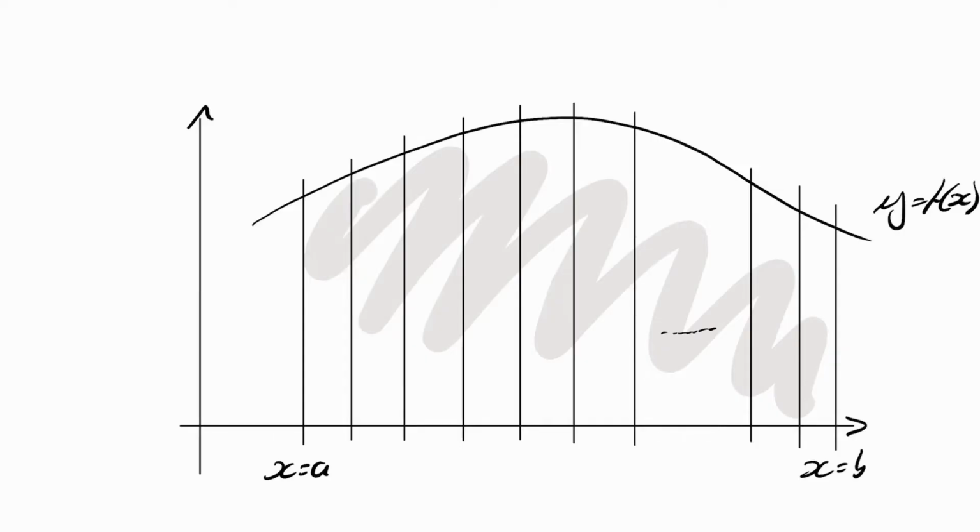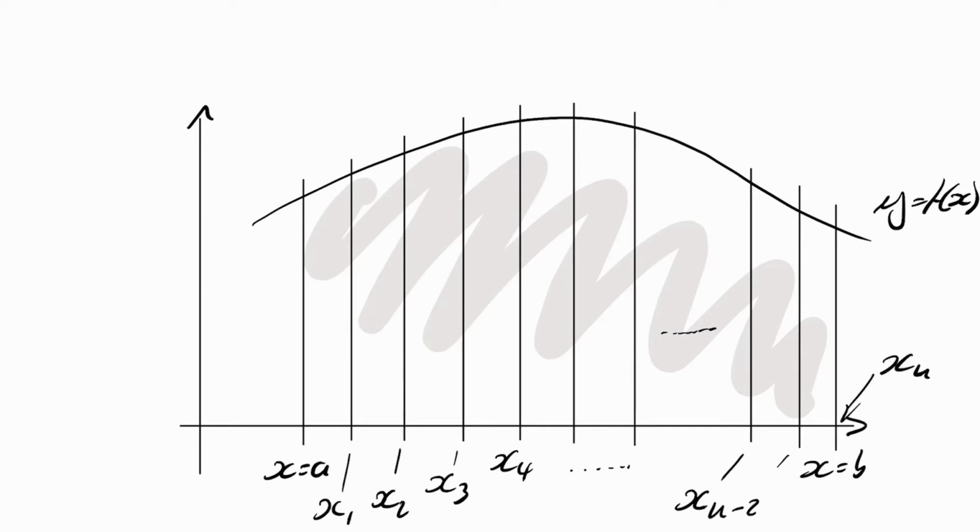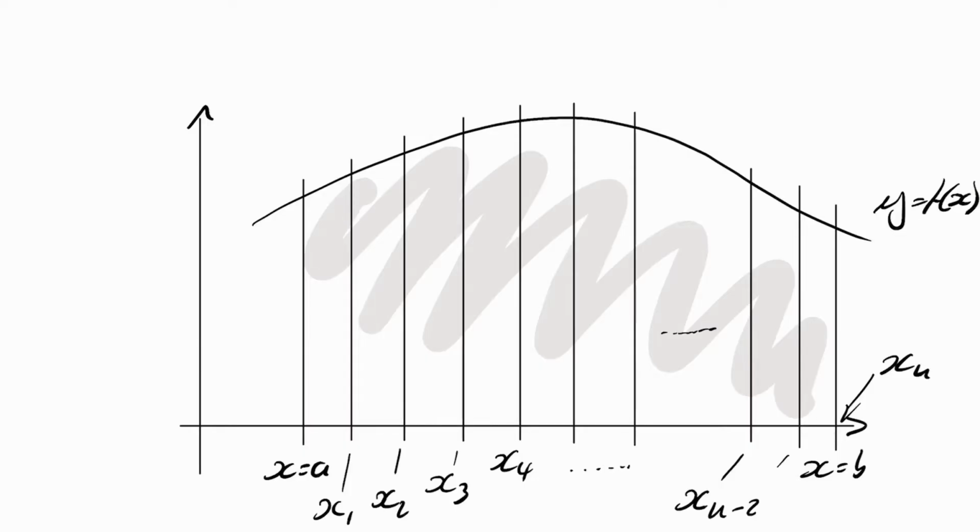Let me now label these strips. Let's say I've got n thin strips, then I start by labeling x1, x2, x3, x4, xn minus 2, xn minus 1, xn. And xn is equal to b and x0 equals a. Now, what's the width of each bin? If I take this bin here, let's call this width delta x. The width delta x is just going to be given by the total length b minus a over the number of strips. And the height of each bin is given by the function value at the strip point.